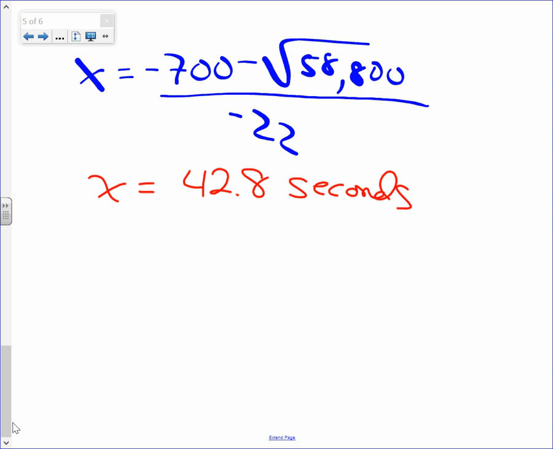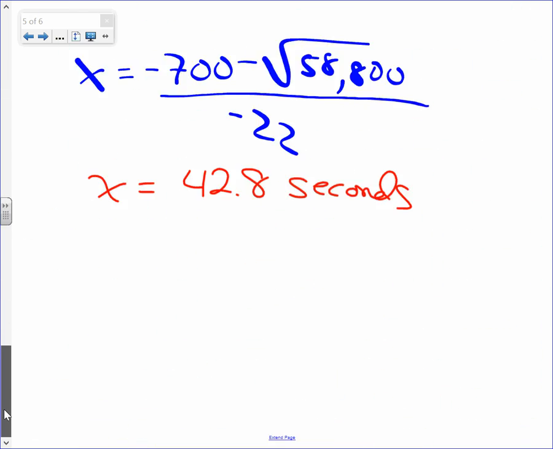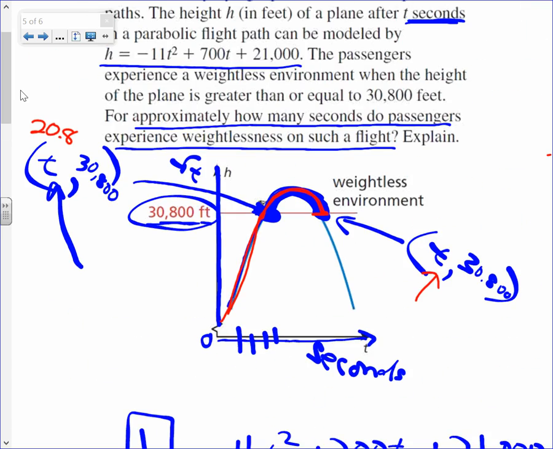So, is that 42.8? Yeah. So, going up, 20.8 right here. Weightlessness coming back down, 42.8 seconds right here. This is 42.8 seconds, 38,800 feet. So this is mathematics in real life. You can see how a function describes real reality. And we can predict the future, tell the past.